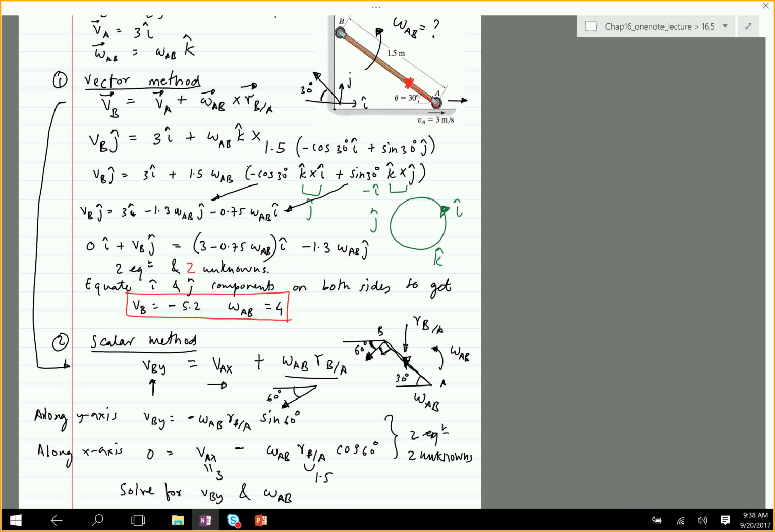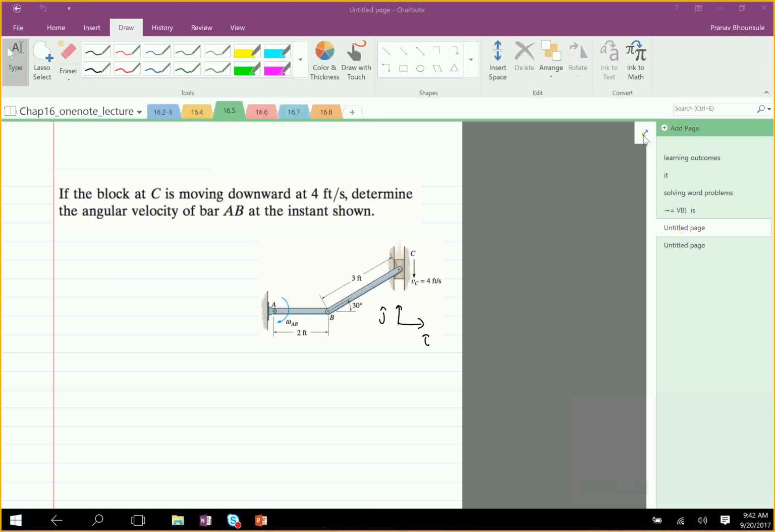Yes, absolutely. Feel free to use any of these methods. Sometimes, if I tell you to find one of these, not both of them, it might be easiest to use the scalar method, because here you do not have to take the cross product and so on. For example, if I told you in this problem only to find omega AB, in order to get omega AB, you need this equation. You only need one equation to solve for omega AB. So why would you spend time doing that method?